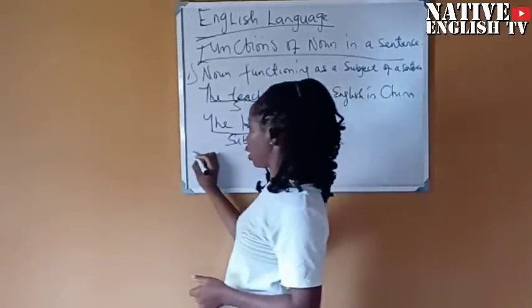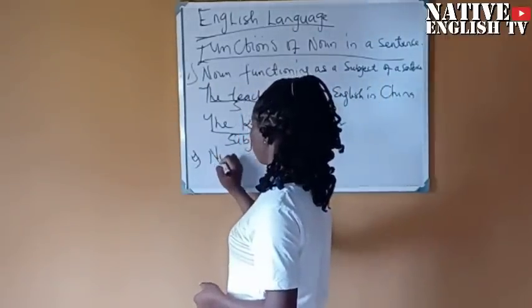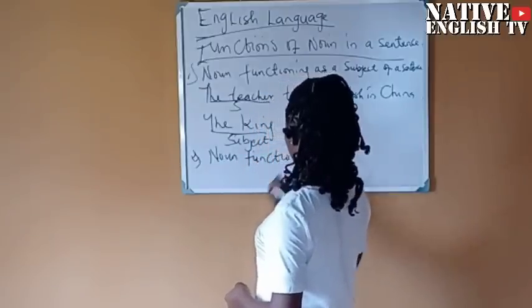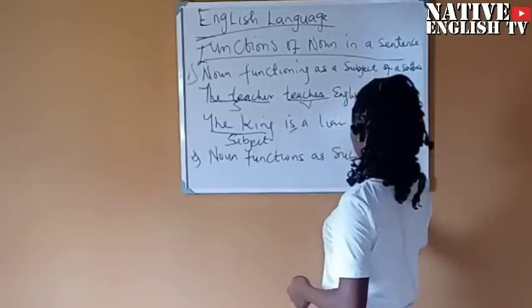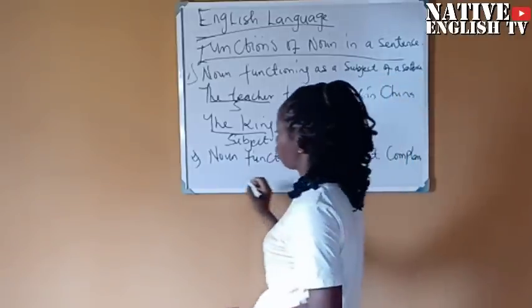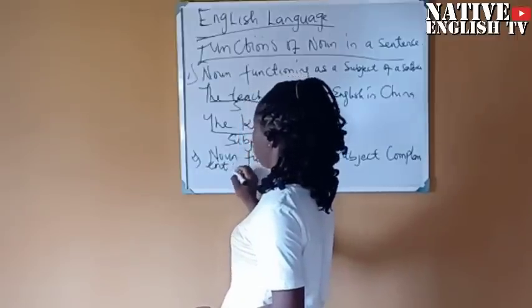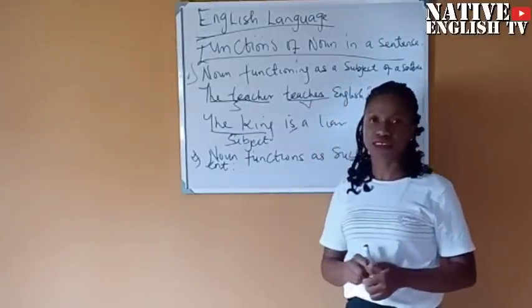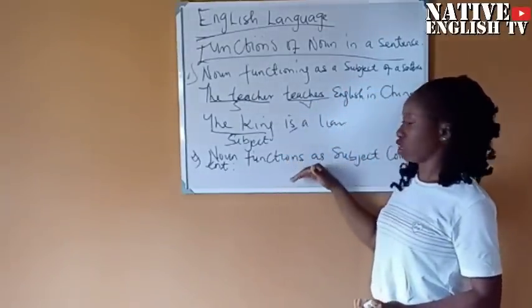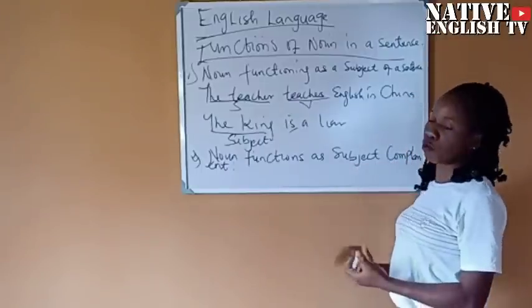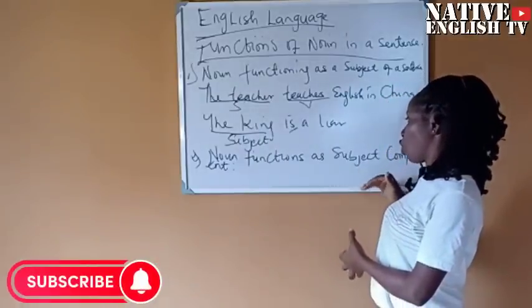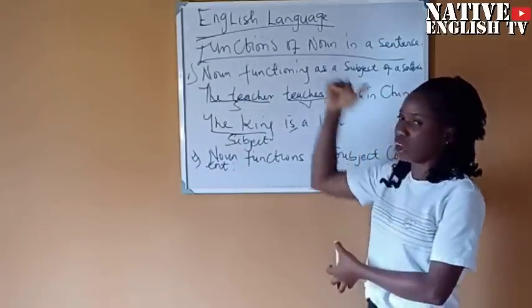Now the next one is noun functions as subject complement. When we talk about subject complement, it simply means that the noun tells us more about the subject. We say something complements another. That is to say that the word tells us more about the other noun.